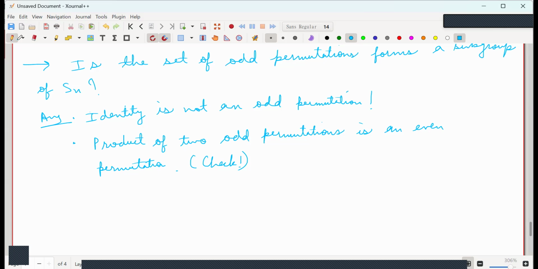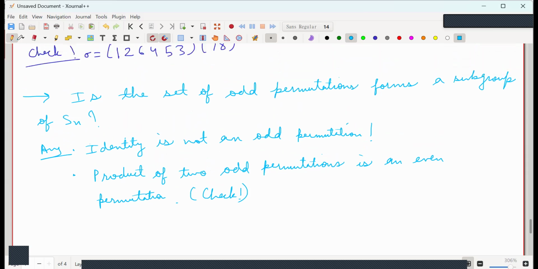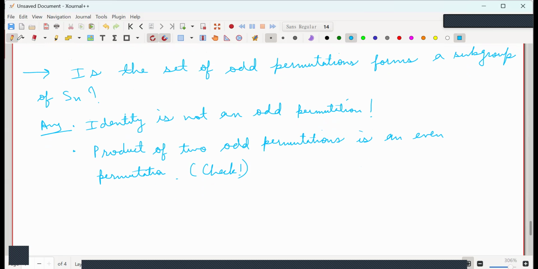Now, if you take the product of two odd permutations, then you will have two permutations with an odd number of transpositions. So odd and odd will give you even. So the resultant will be an even permutation, since the common element will be removed. That's why I'm telling you, you can leave that part if you're not familiar with the second definition.